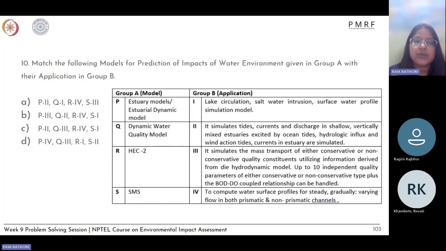Match the following models for prediction of impacts on water environment given in group A with their application in group B. So we have different models and their applications, what kind of impact prediction they are used for. So these kinds of questions can come out of where we have discussed models in depth. You need to match the type of model and their application. So this is again from the coastal ecosystems and geomorphology.